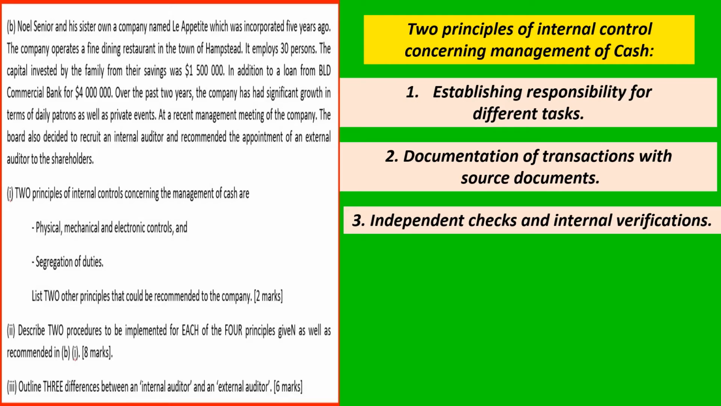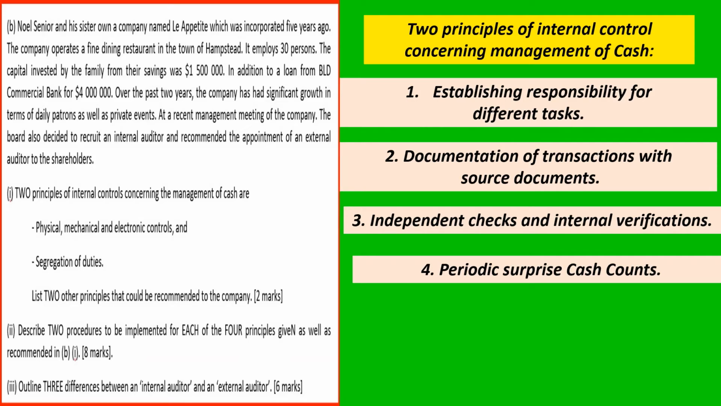Independent checks means that a senior management person not involved in the cash system would check on it from time to time. And internal verification means that things are verified internally within the business itself without recourse to outside information. And we have periodic surprise cash counts. From time to time, a senior officer not involved in the cash will make a surprise count of the cash registers and the amount of cash they have in there and see that they are properly balanced.